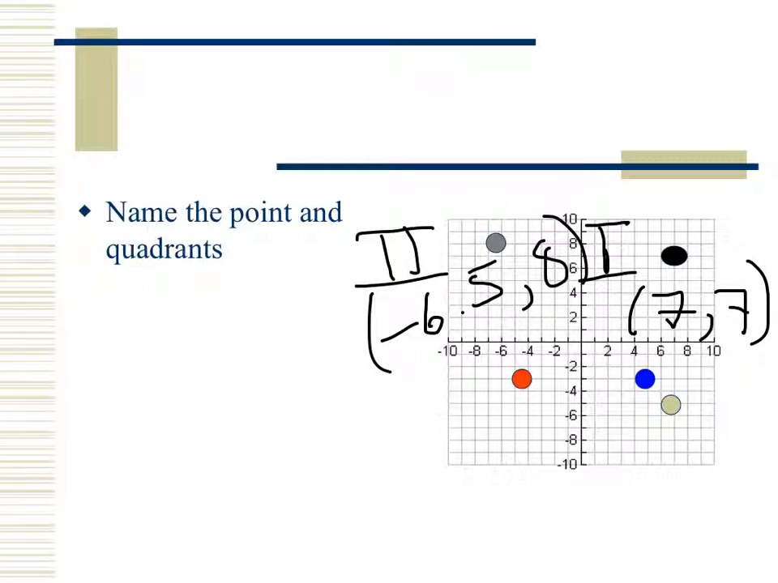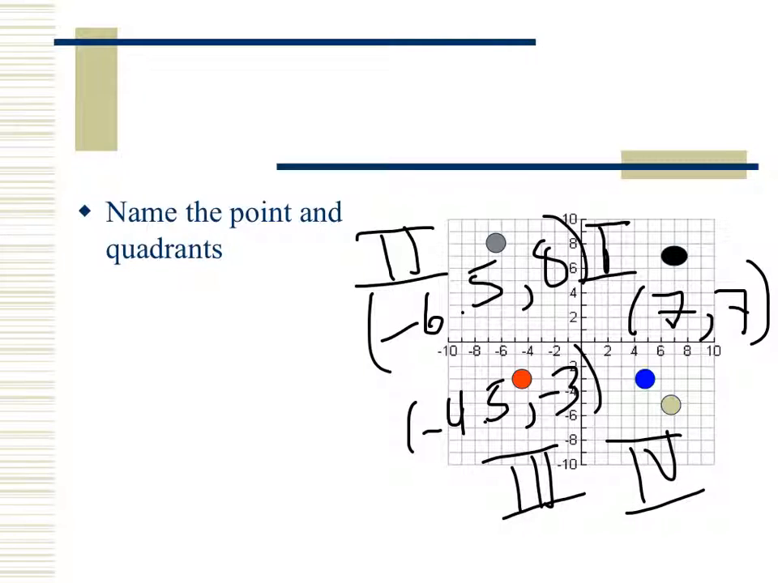In the third quadrant, we have the red point, which was moved to the left 4.5 and has gone down 3. And finally, in the fourth quadrant, we have 2 points. The blue point, which was moved to the right 5, and then down 3. And the white point, which has been moved to the right 7, and then down 5.